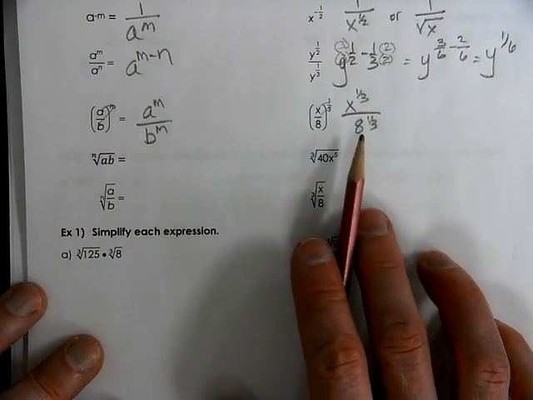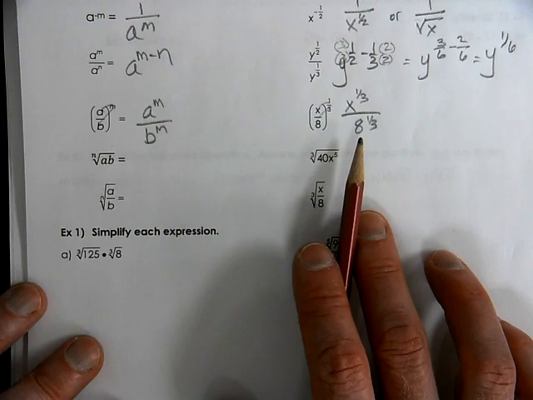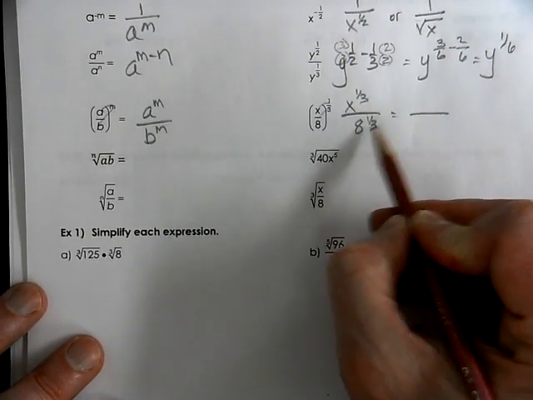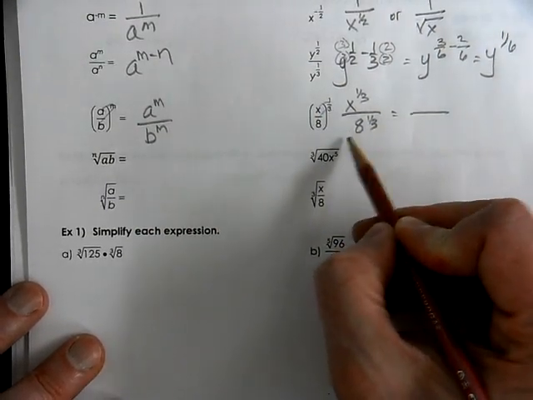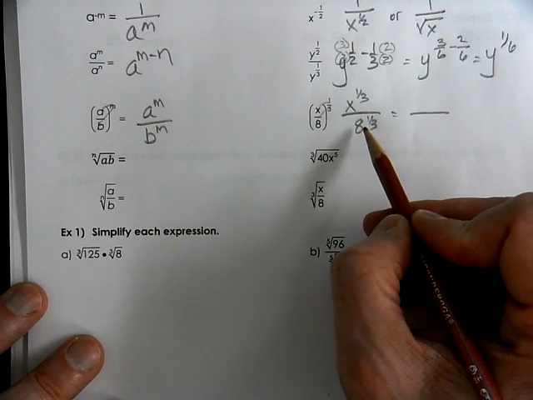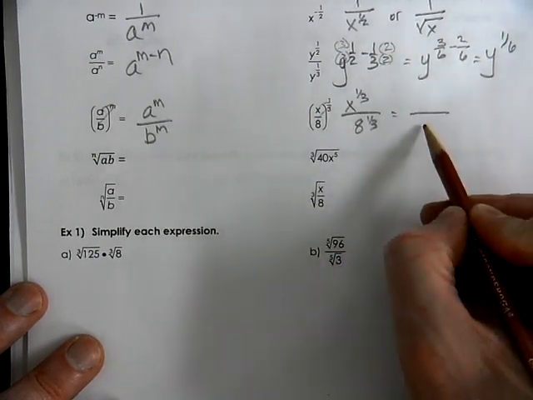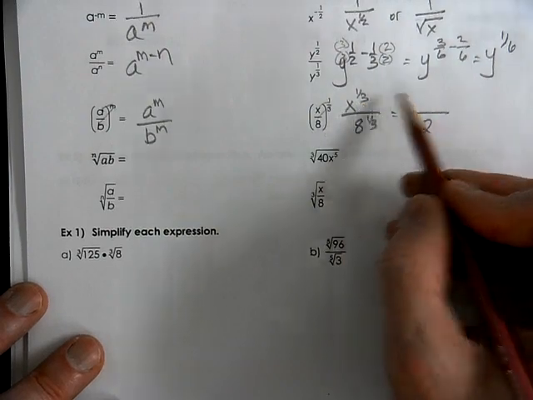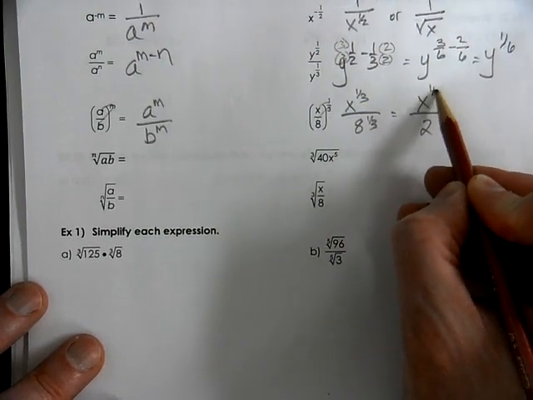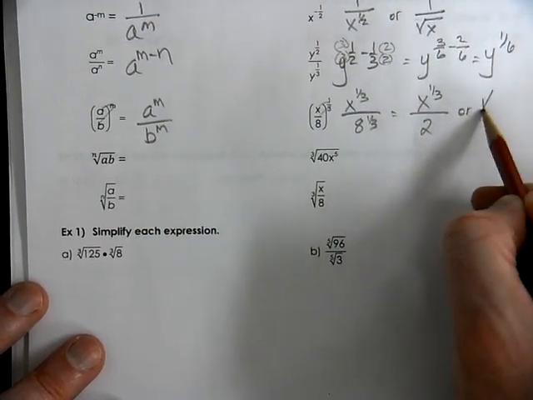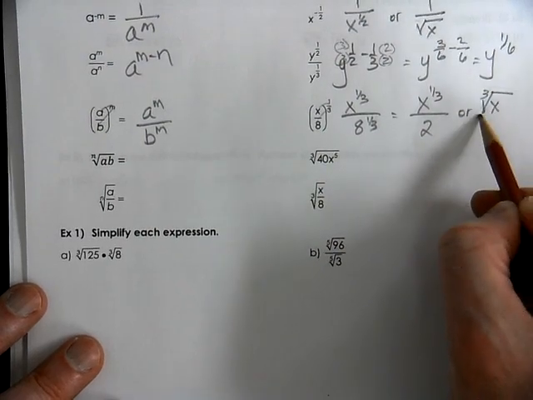Well, what is 8 to the 1/3 power? That means the cubed root of 8. You can try it in your calculator. The cubed root of 8 is 2. So that would be either x to the 1/3 power, or you could say the cubed root of x over 2.